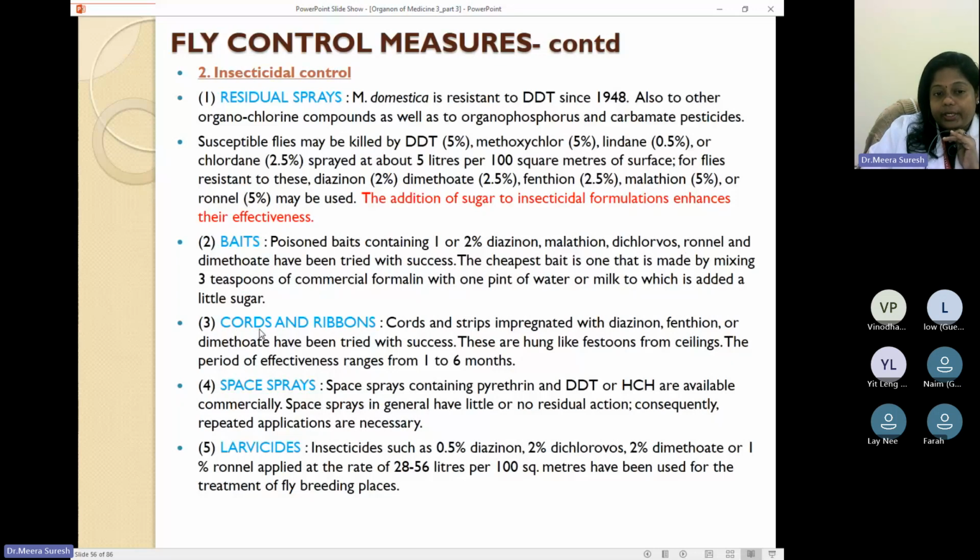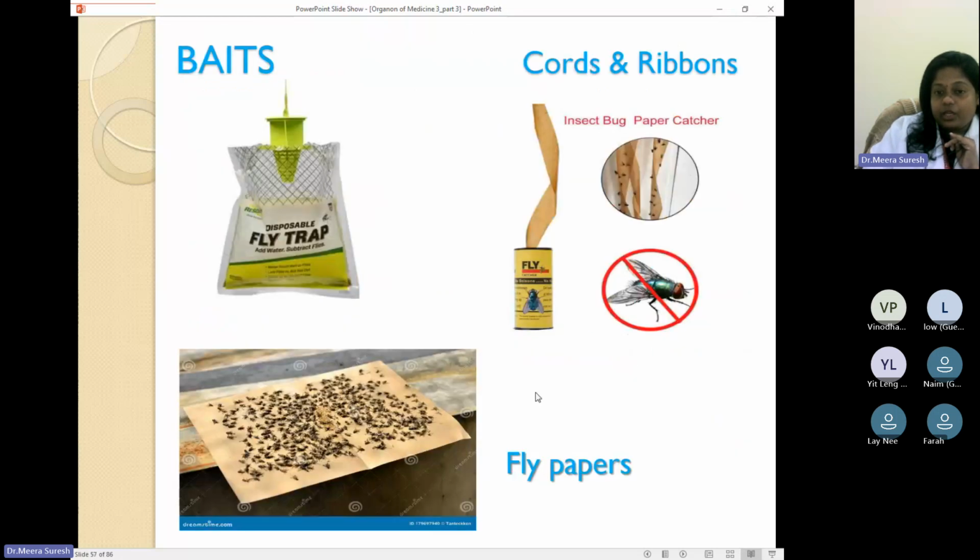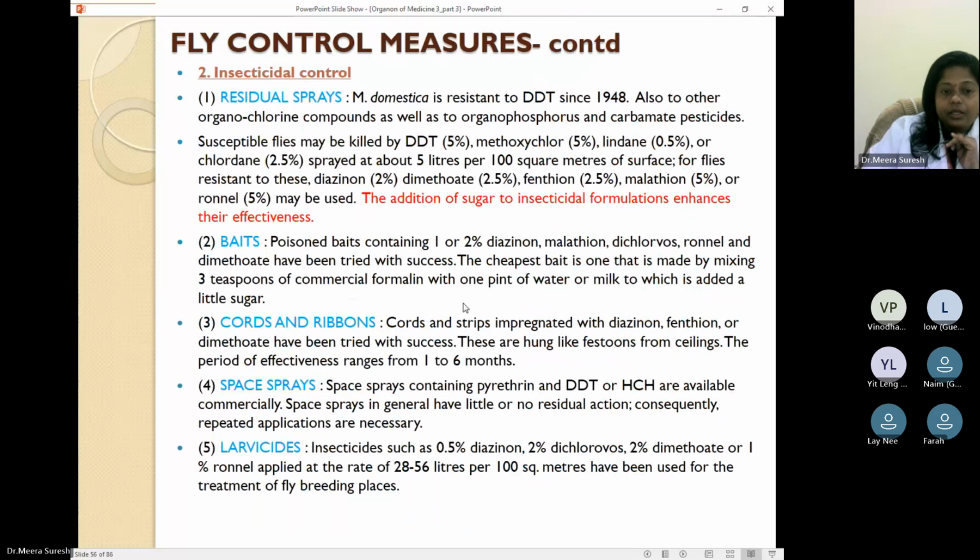There can also be cords and ribbons that can be used. The cords and strips impregnated with diazinon, fenthion, or dimethoate have been tried with success. They are hung like festoons from ceilings, and their period of effectiveness ranges from 1 to 6 months. So that also we can buy from certain companies. It can be hung in our house for 6 months. It says that it will give protection from house flies.